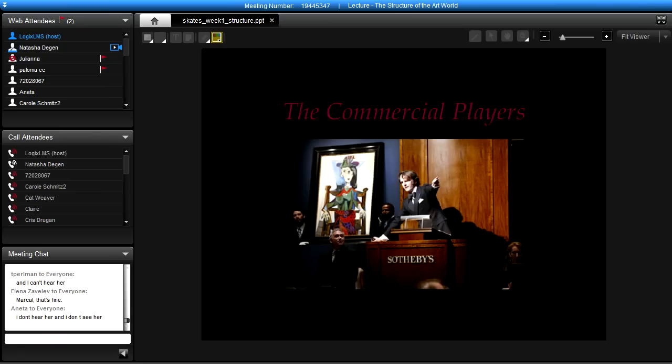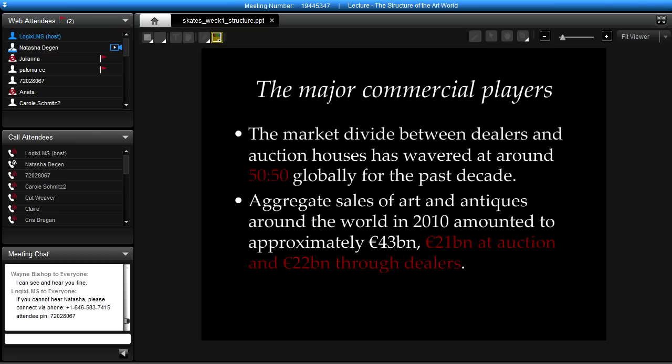And this graphic, I hope, represents just how interconnected and interdependent all of these entities are, and how they work together to promote a certain core group of artists. And we'll be going through each of these actors individually during this presentation. First, we'll be looking at the commercial players.